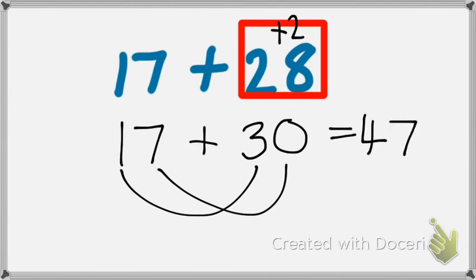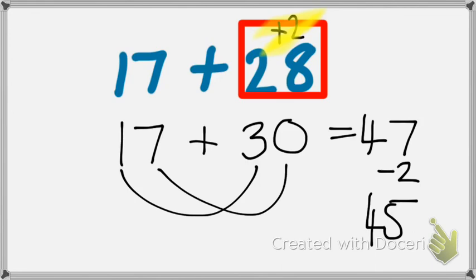Now, here's the part that we have to do. This is the compensation part. Remember up here, we added 2 on. Because we added 2 on, at the end, we just take 2 off. So what's 47 take away 2? Well, the answer is 45. So our final answer for 17 plus 28 is 45. That is the compensation strategy.